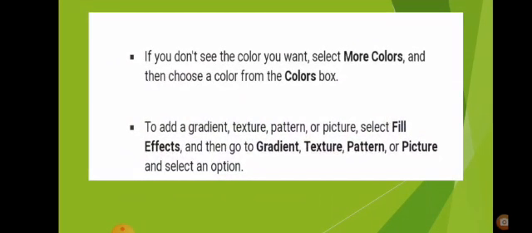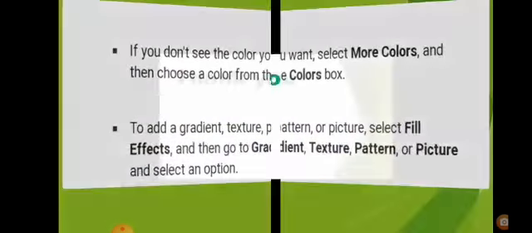If you don't see the color you want, select More Colors and then choose a color from the color box. To add a gradient, texture, pattern or picture, select Fill Effects and then go to Gradient, Texture, Pattern or Picture and select an option. That's all for this chapter.